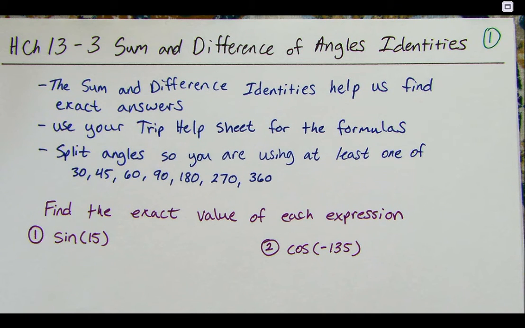Chapter 13, Section 3, Sum and Difference of Angle Identities. So this is going to be another way for us to find exact values for our trig functions. We're going to be using our help sheet, and when we look at those formulas, we want to try to find a pair where we are using at least one of these numbers. Now we want to try to use both if possible, because that means less work for us, but we need to use at least one.